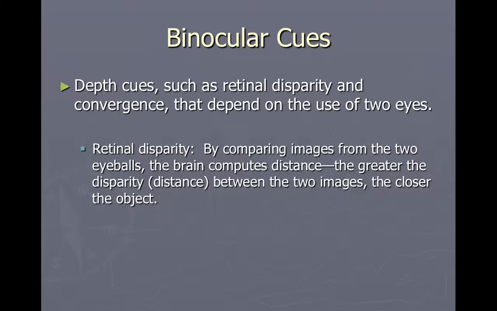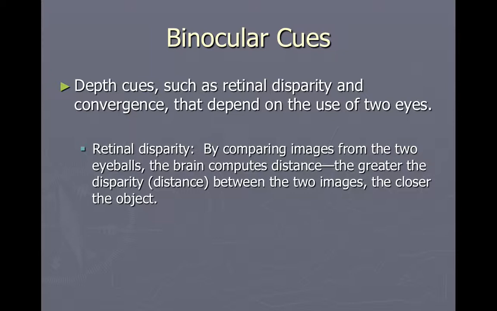Binocular cues are depth cues such as retinal disparity and convergence that depend on the use of 2 eyes. Bi, we know, is a prefix that means 2. So that should help you. It also is helpful to remember that there are 2 binocular cues. When we talk about monocular cues, the use of 1 eye, I think there are 8. So you have to remember the 2 different binocular cues that allow for us to perceive depth based on the use of 2 eyes. One of them is called retinal disparity.